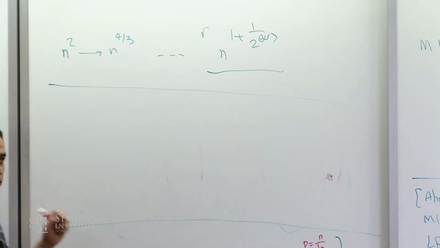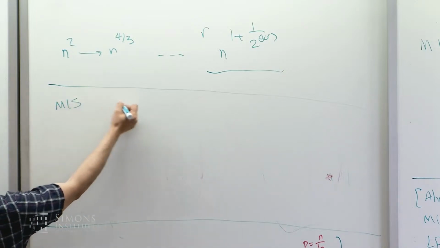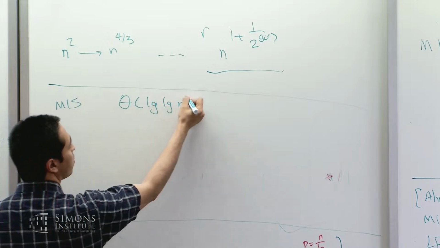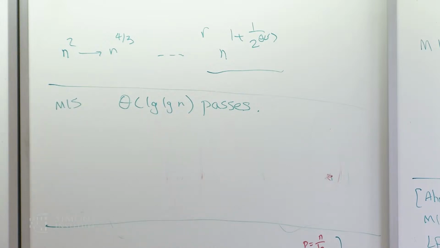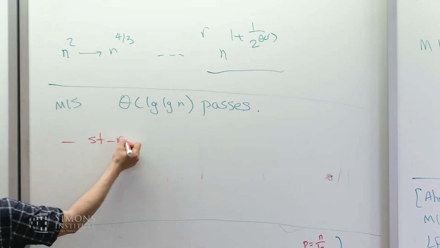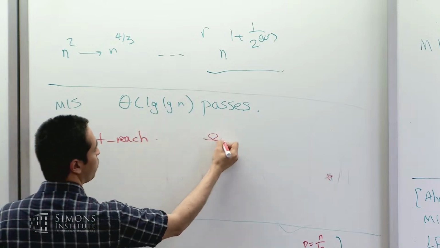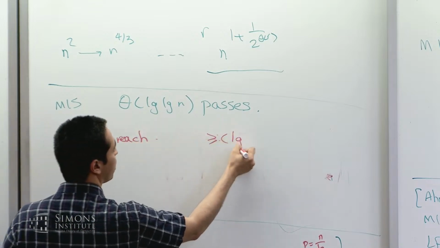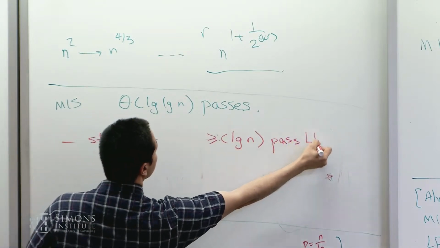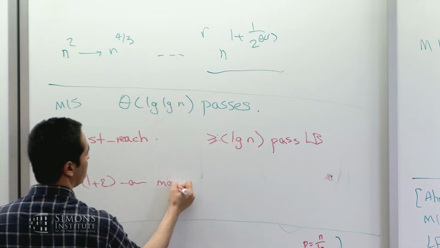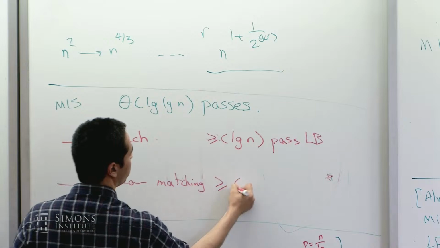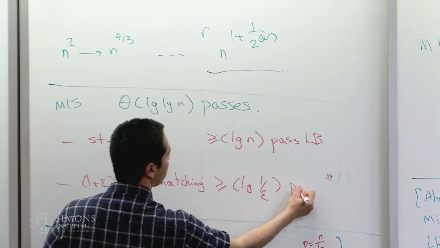The final punchline was that for MIS in semi-streaming, the answer is theta of log n passes. Let me stop with 2 open questions in this area, which I think are super nice. One open question is s-t reachability: can we prove a pass lower bound much larger than log n? And the other one is 1 plus epsilon approximate matching: can we prove better than log 1 over epsilon passes?